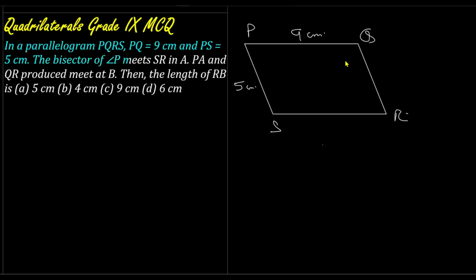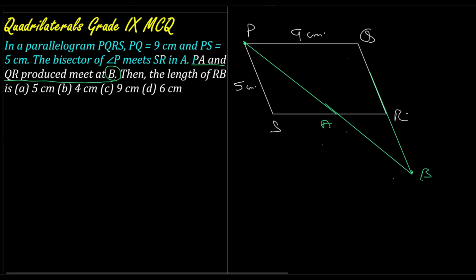Now, what does it say? The bisector of angle P meets SR at A. So let's first make the bisector of P and make it meet SR at point A. And it says PA and QR are produced to meet at B. So we need to produce PA and QR, and they are produced to meet at point B.